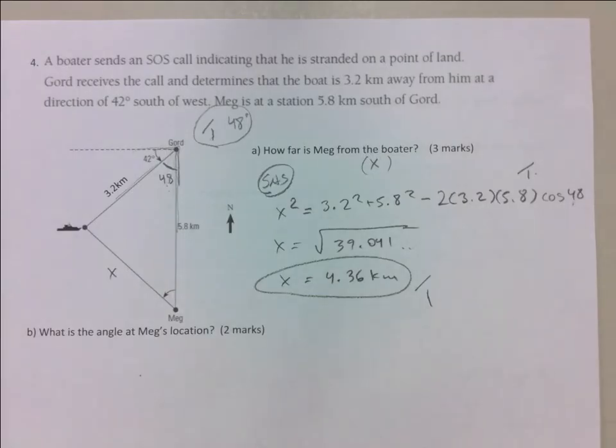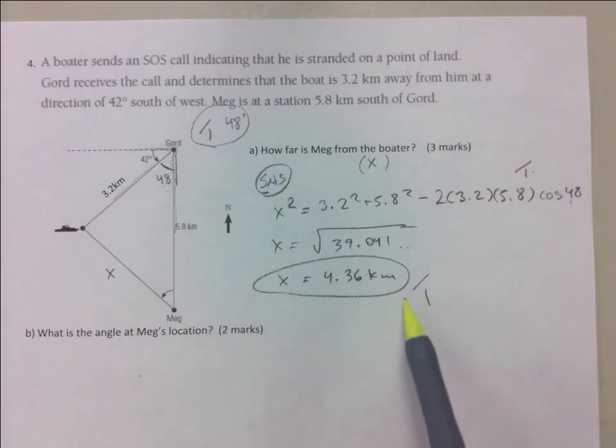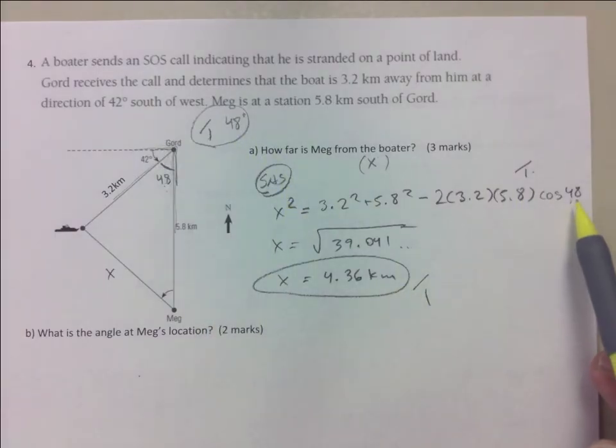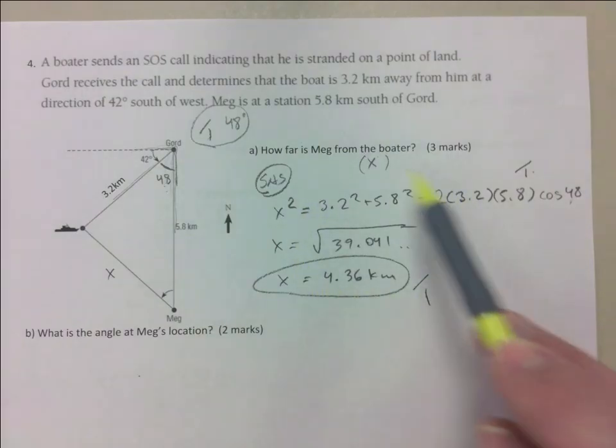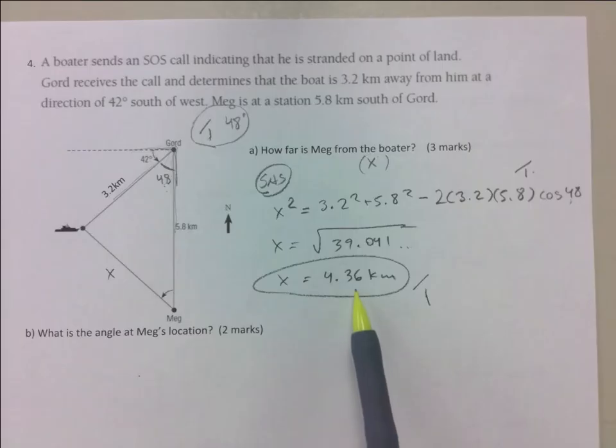So if all you have is the 48, 1 out of 3. Right? If you miss that, you have everything else. There's a cosine of 42 at the end. You get 2 out of 3. I would expect this to be less. Right? This would be less.